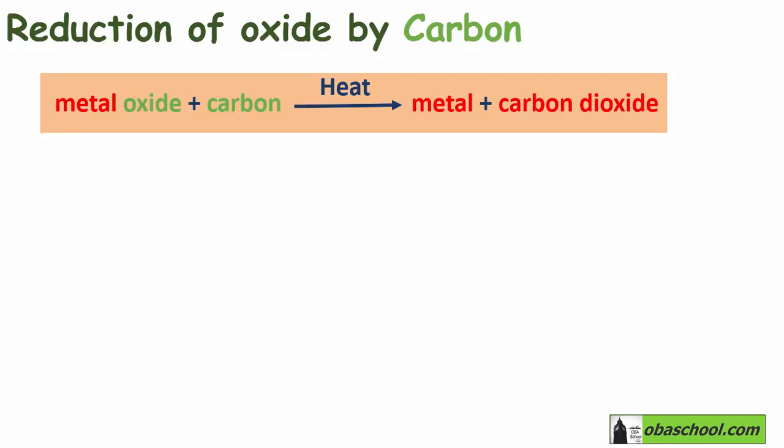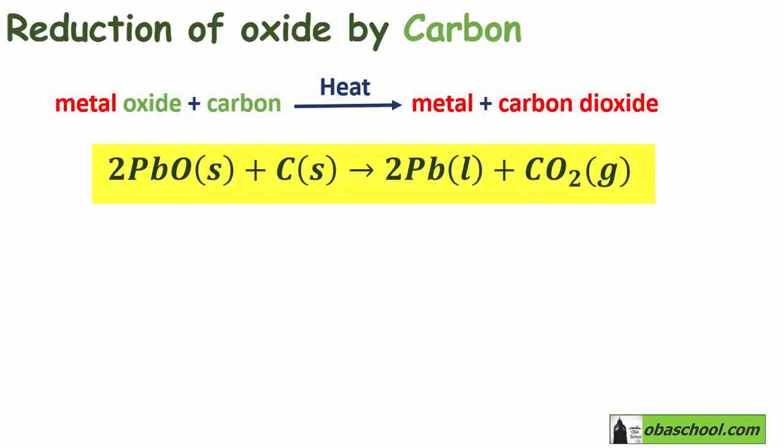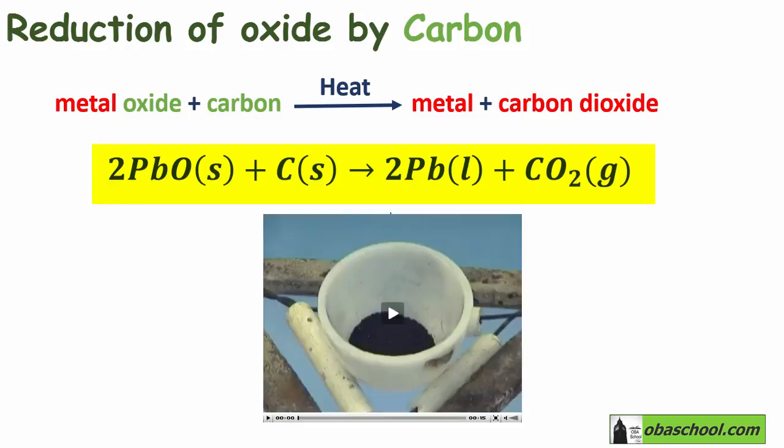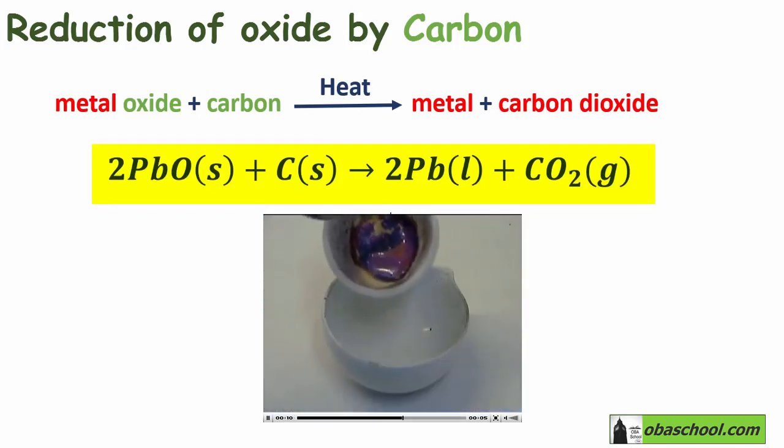Let's take an example. If we have lead oxide, which is solid, when heated with solid carbon, will produce lead, which is a liquid, and carbon dioxide gas. In this video, lead oxide is heated with carbon. Of course, we can't see carbon dioxide, which is a gas, and this is lead produced.